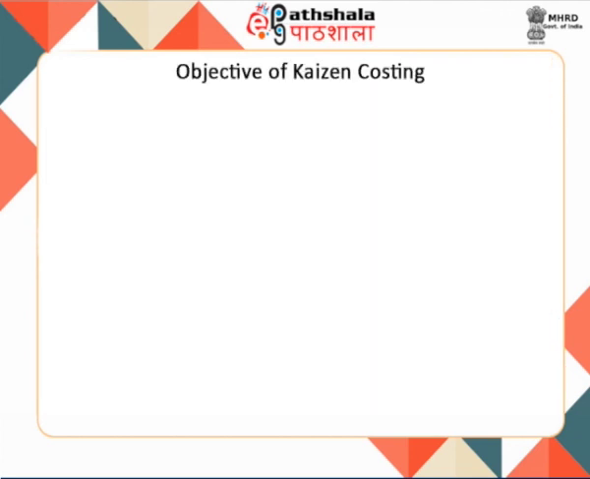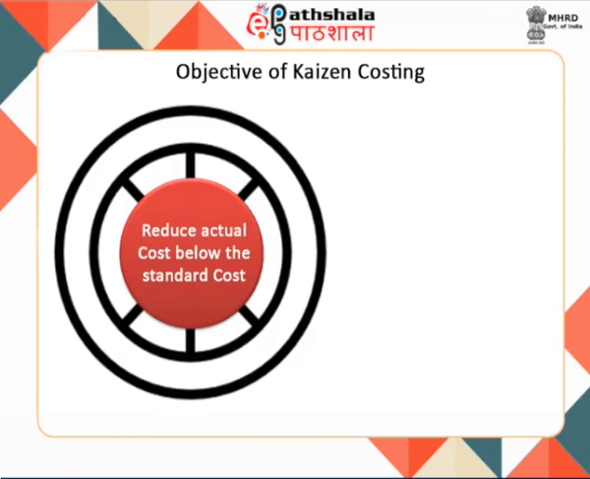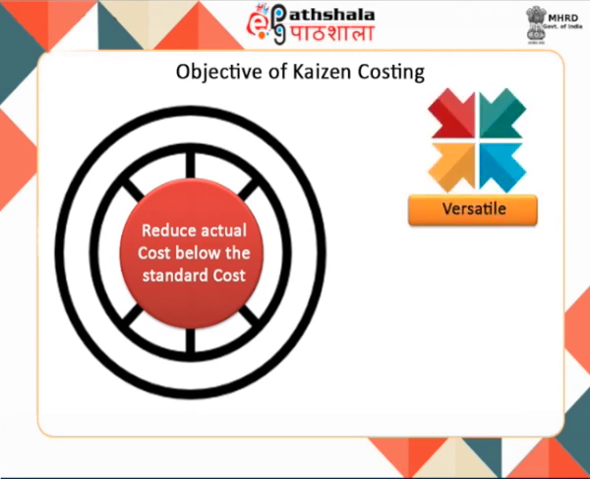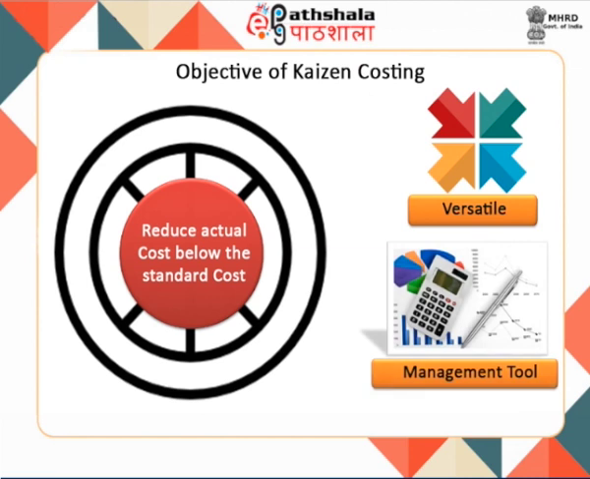Objectives of Kaizen costing. The objective of Kaizen costing is to reduce actual costs of manufacture to below the standard cost. It is a very versatile tool of management which is mostly used in manufacturing organizations.